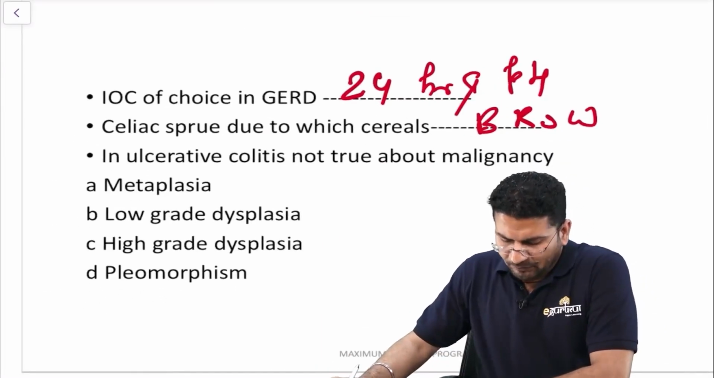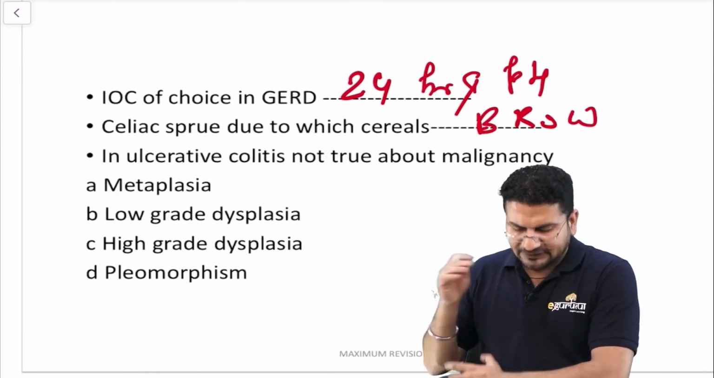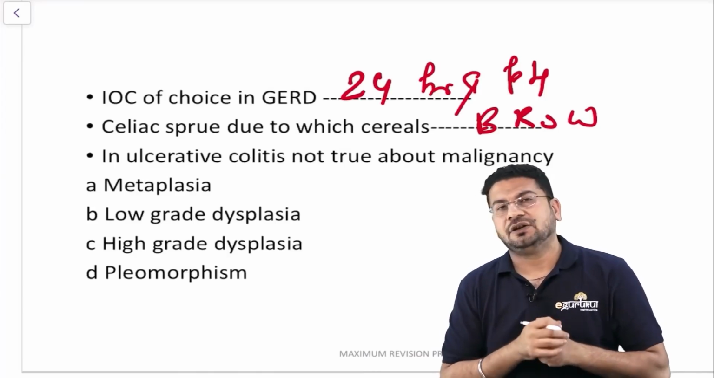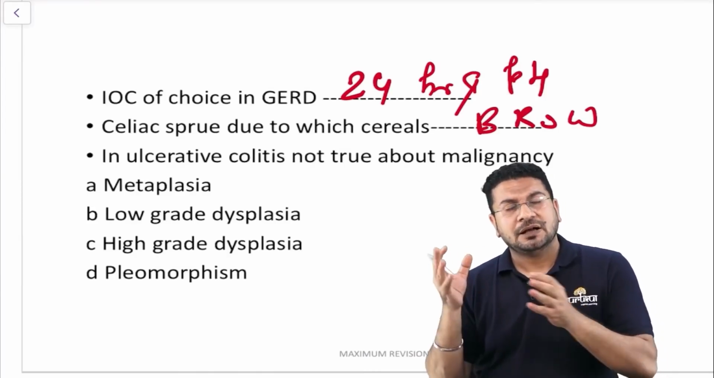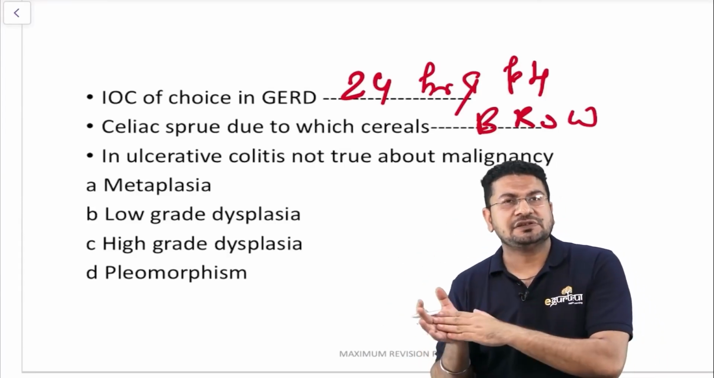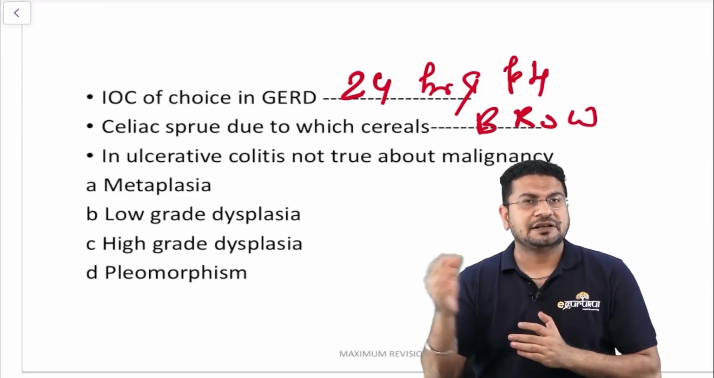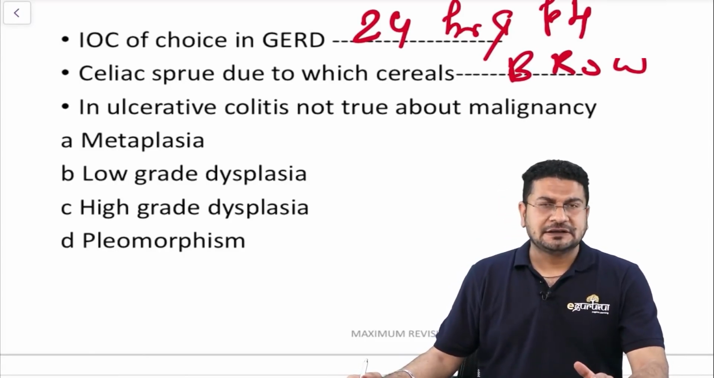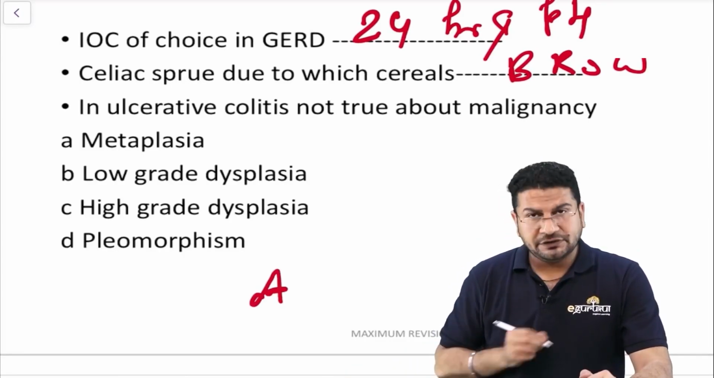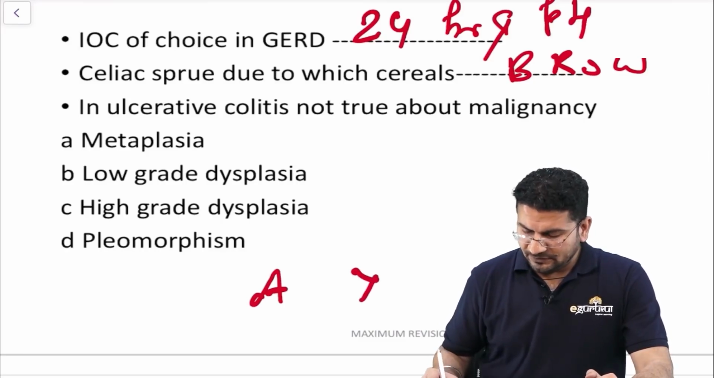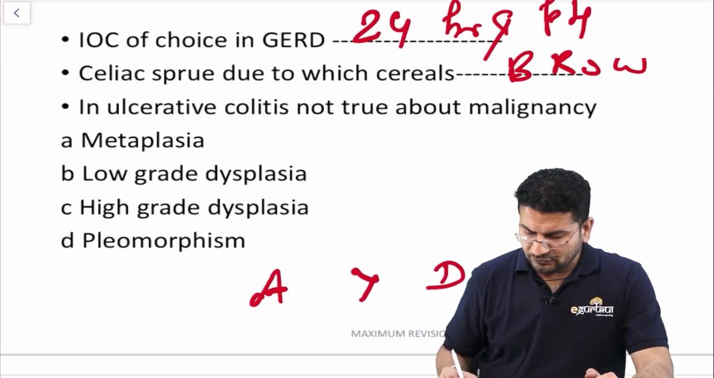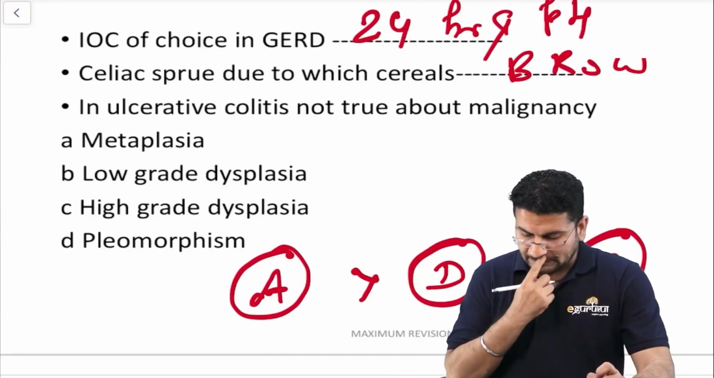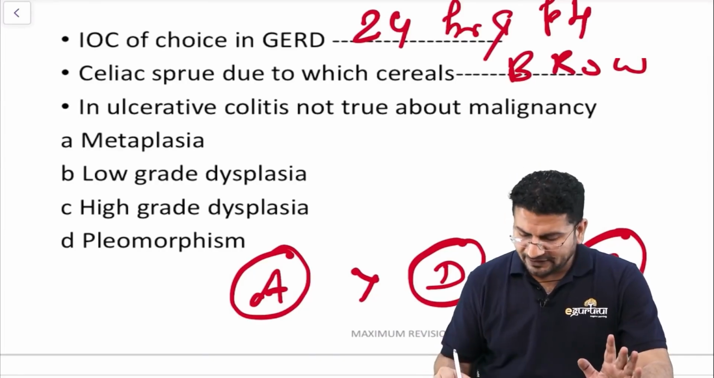Ulcerative colitis, not true about malignancy, there is metaplasia. So understand this question. Let's try to solve this question. These are integrated MCQs that they are asking right now. They are focusing on pathology relating with medicine, biochemistry integrating with medicine, anatomy relating with surgery. First you should understand this: anaplasia is most dangerous, followed by dysplasia, followed by metaplasia. So the most pre-malignant lesion is anaplasia, followed by dysplasia, then metaplasia. Dysplasia, whether low grade or high grade, both are dangerous.